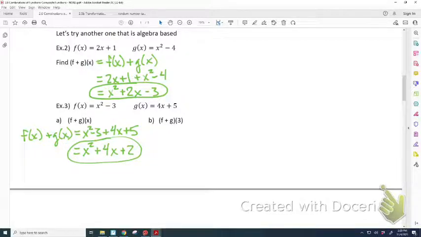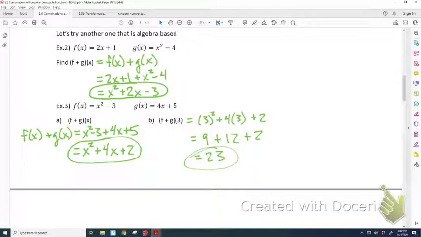Part B is just as easy. Just put 3 in place of the x. So I have 3 squared plus 4 times 3 plus 2. Simplify, and we're done. So the notation is brand new, but it's the same math you probably did way back in like 7th grade. Let's try one more.